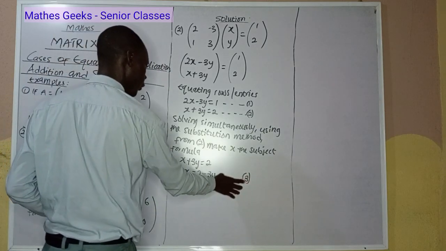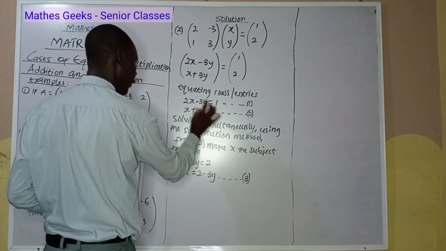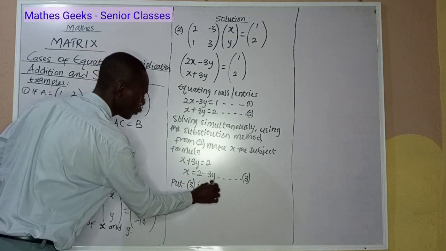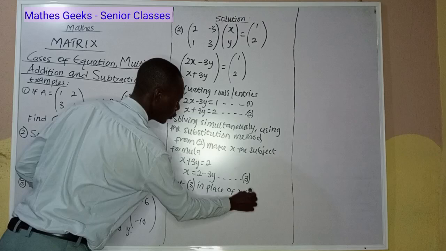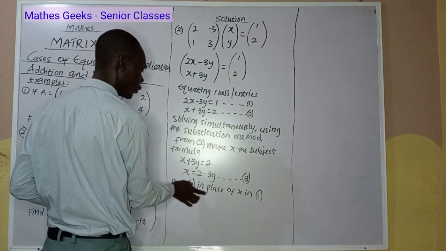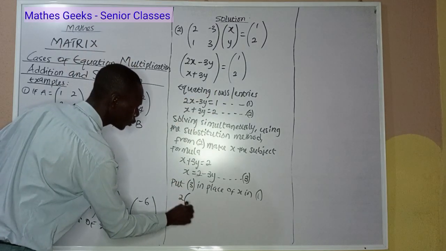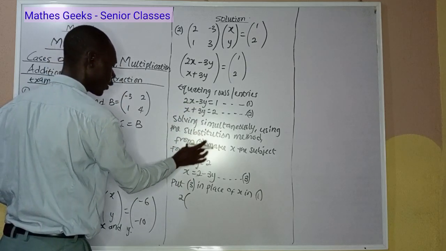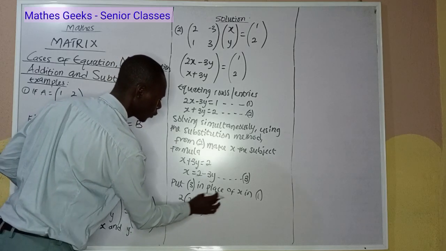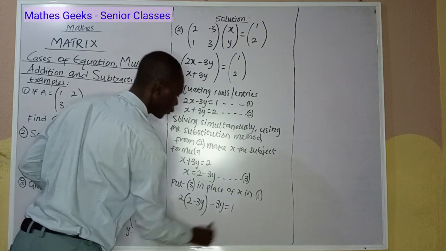So now that we've gotten equation 3, we're going to substitute equation 3 in place of x in equation 1. Because from equation 2 we got equation 3, so I'm going to put equation 3 in place of x in equation 1. So where we have x, we're going to put this value that we have got for x. 2 times (2 minus 3y), minus 3y is equals to 1.